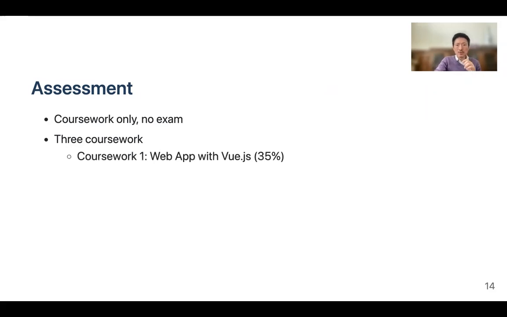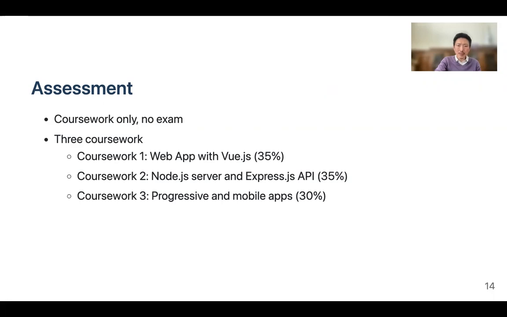The first one is about the front end. We're going to develop a web app using the Vue.js framework. The second one is building the backend for the entire app, using Node and Express. And in the third one, you are making it into a progressive app, something which behaves very much like a native mobile app, which you can install on your phone, and also introducing a little bit more advanced features in Vue that you can use to make your apps look nicer or work better.